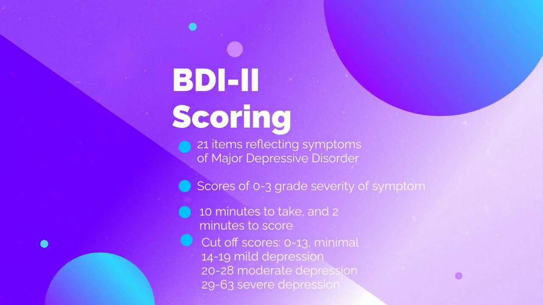How is the BDI-2 scored? There are 21 items reflecting symptoms of major depressive disorder. It takes about 10 minutes to administer the test and about 2 minutes to score it. The test taker rates each item from 0 to 3 depending on the severity of the symptom, and the total number is then added together. The BDI-2 has cutoff scores, so a score of 0 to 13 is considered minimal, but a score of 14 to 19 indicates mild depression, 20 to 28 indicates moderate depression, and 29 to 63 indicates severe depression.